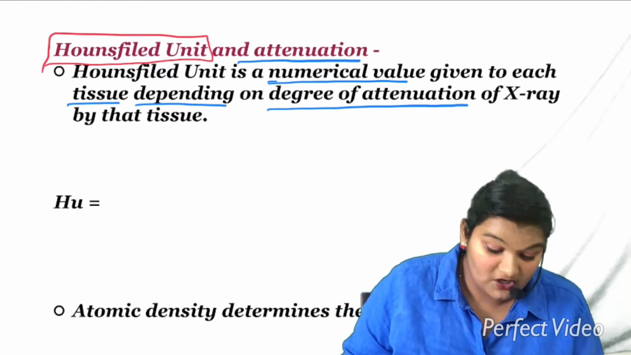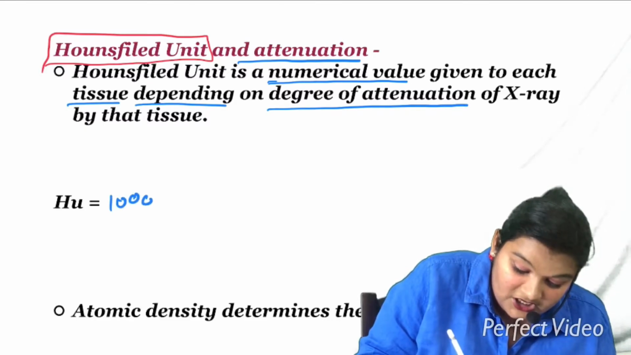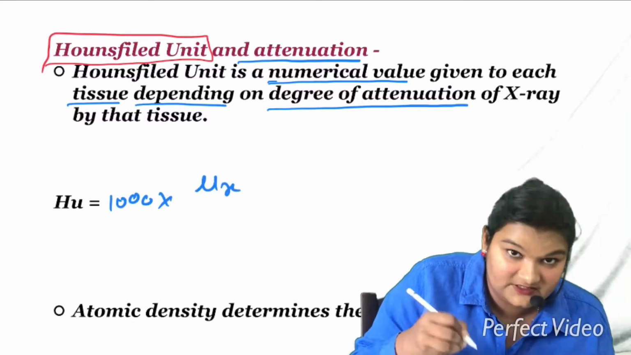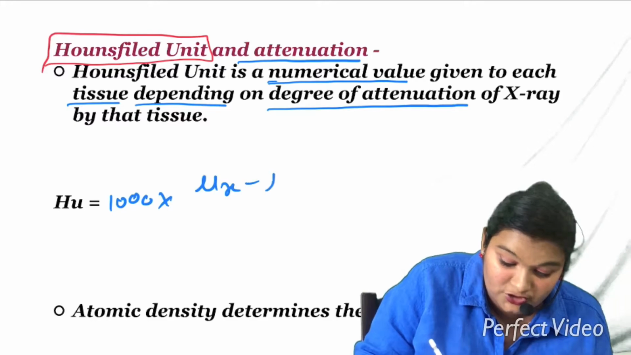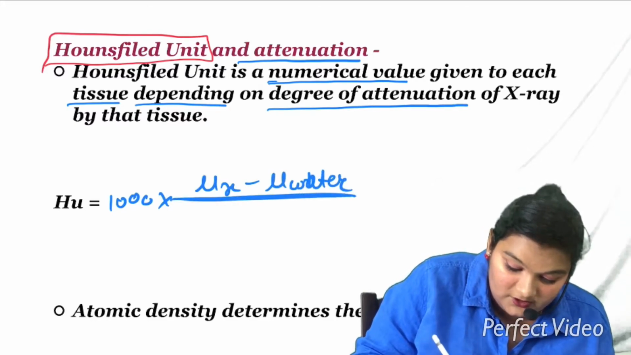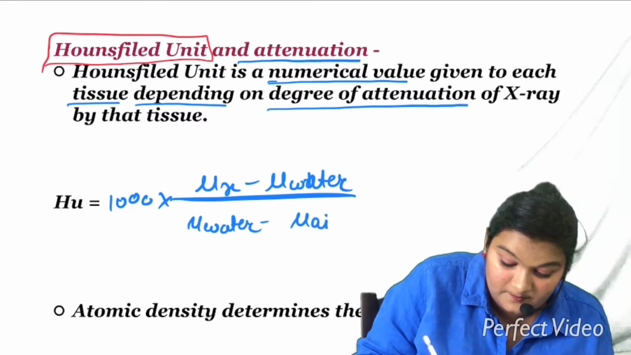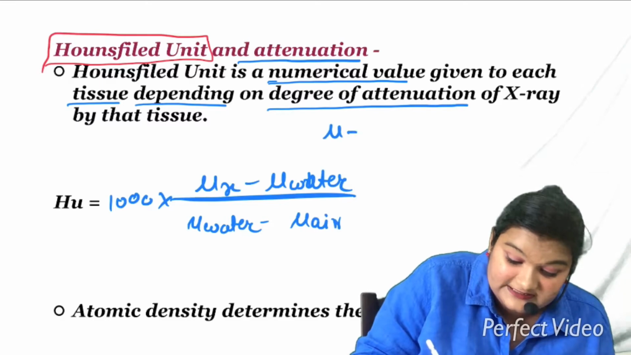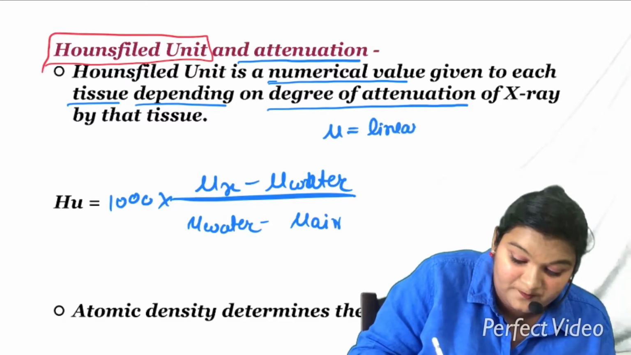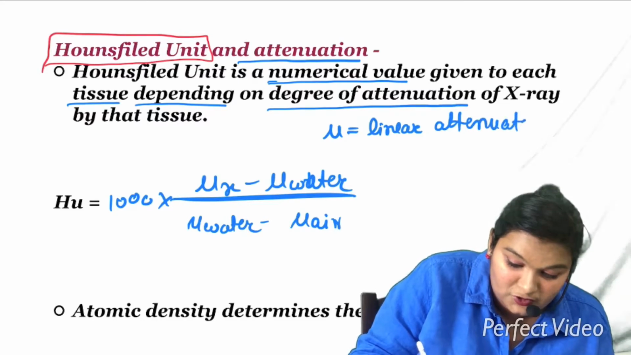So what is the formula for Hounsfield unit? Hounsfield unit is equal to 1000 into (mu x minus mu water) upon (mu water minus mu air), where mu x is the mu of the particular tissue. Here this mu is the linear attenuation coefficient.